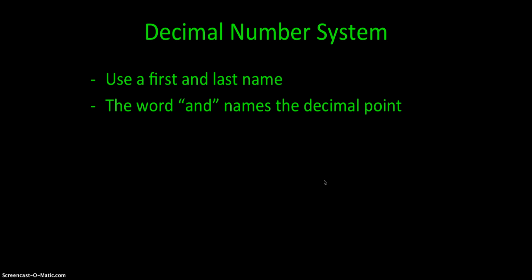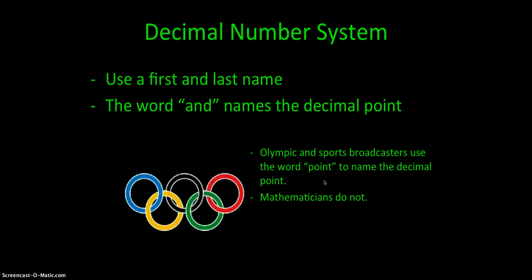When you're naming numbers inside the decimal system, it's important to use both the first and the last name so we know exactly how numbers are labeled. When you come to a decimal point, you're going to use the word "and." Now I know the Olympics just finished and that Olympic and sports broadcasters use the word "point" to name the decimal point. Mathematicians do not do that.